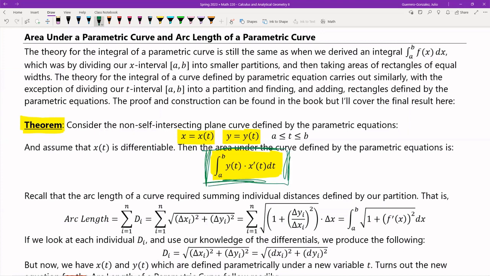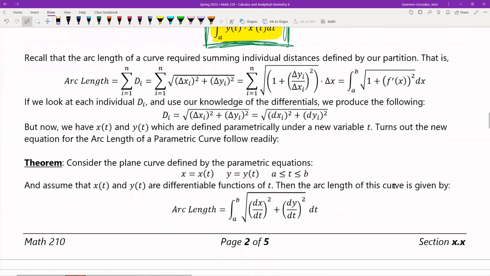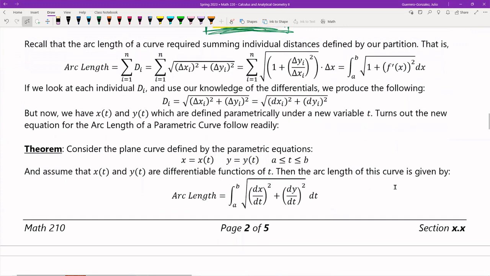I don't want to go through the construction. I think it's much better if we go through the construction for the arc length. So let me go back to the arc length.